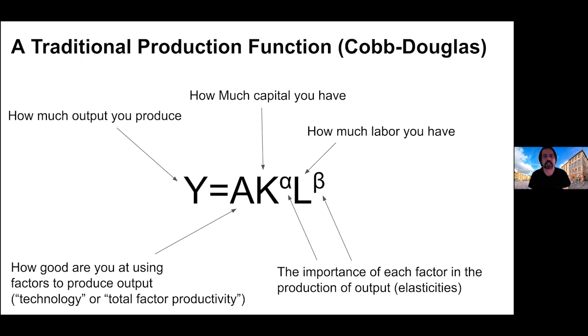So let's get started. If we take a traditional production function like Cobb-Douglas, what it tries to do is explain how much output you produce as a function of certain factors that you have.